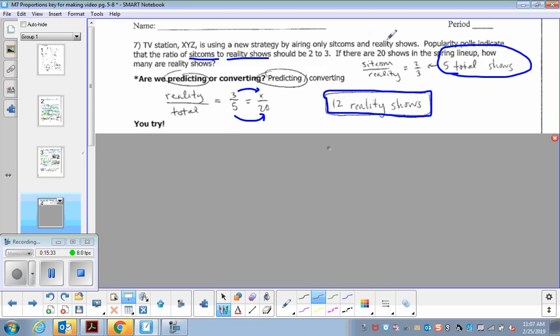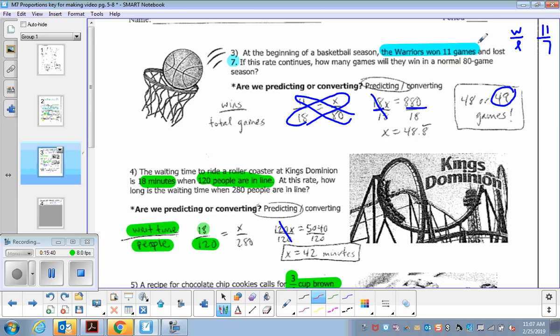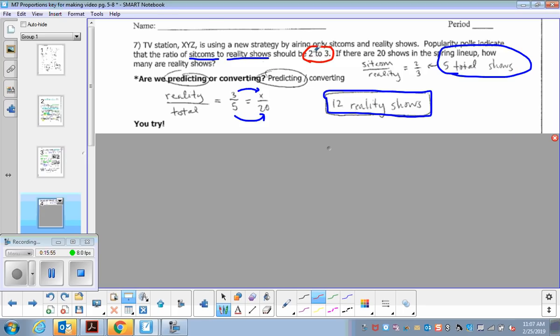So sometimes the word problem is going to provide the part-to-part ratio. It did it here, and it also did it here in the Warriors basketball example. And it might provide the part-to-part where you need to add it up, and now you're going to use the part-to-whole ratio. So back for this problem, part-to-part was 2 to 3. That meant 3 out of the 5 total shows were reality. And that allows us to predict that 12 out of the 20 shows would be reality shows.